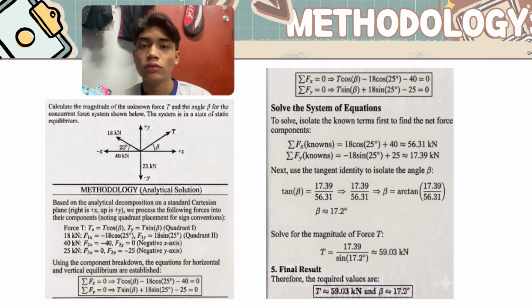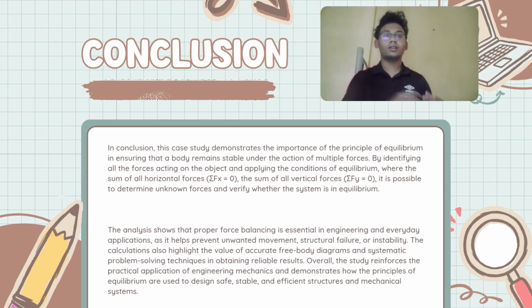Finally, we substitute this angle back into our sine equation to find the magnitude of force T. This calculates to 17.59 divided by sine 17.2 degrees, giving us 59.03 kN. And there you have it. Our final required values are an unknown force T of approximately 59.03 kN at an angle beta of 17.2 degrees.